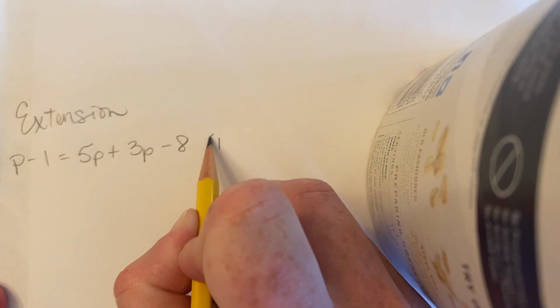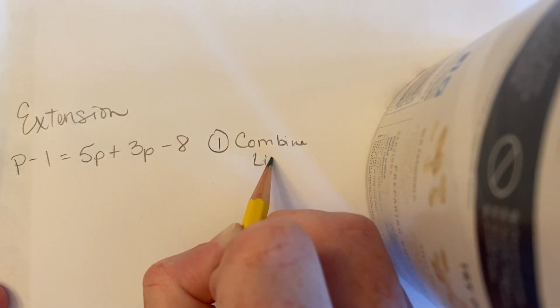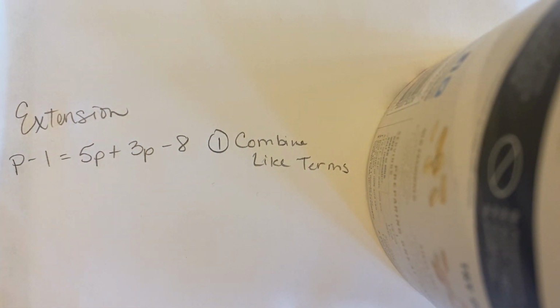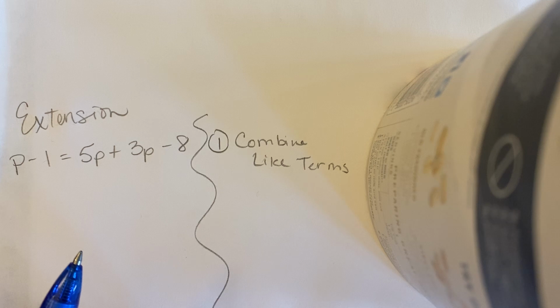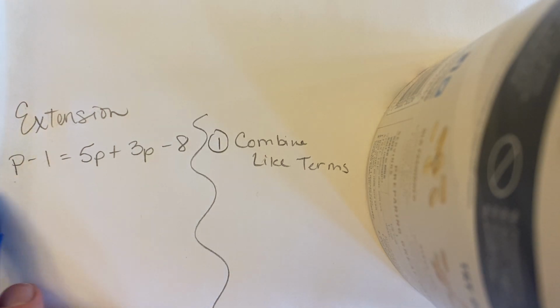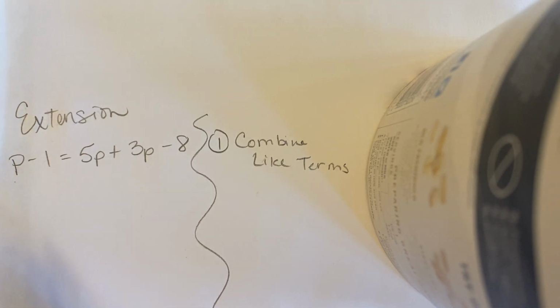Step one is still going to be combine like terms. Before I ever start solving, I want to group those like terms. Okay, that has to still be step one. So when I'm looking at these variables, I'm seeing a p on the left side, but do I see anything else with it on the left side that matches? Another p? No. So I'm going to go ahead and leave this side alone.